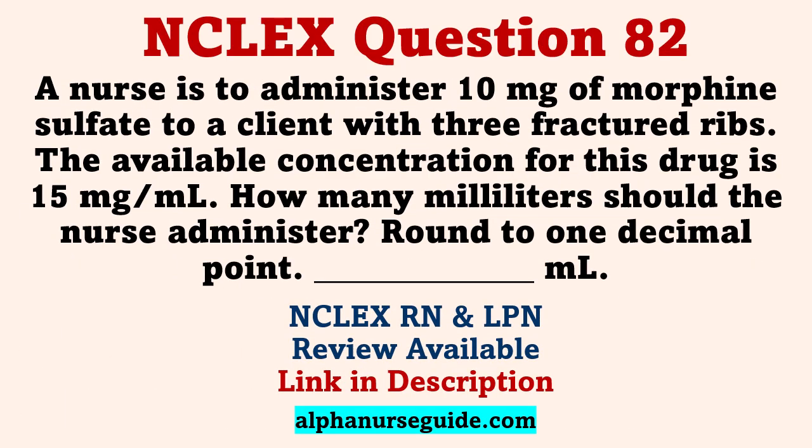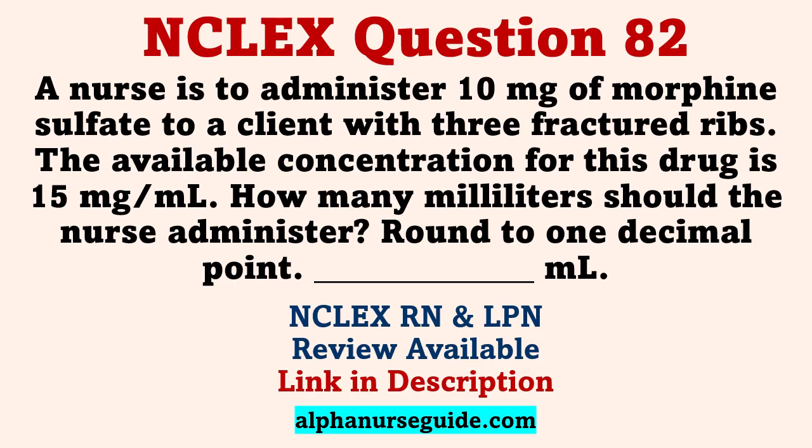A nurse is to administer 10 milligrams of morphine sulfate to a client with 3 fractured ribs. The available concentration for this drug is 15 milligrams per milliliter. How many milliliters should the nurse administer? Round to 1 decimal point. Blank mL.